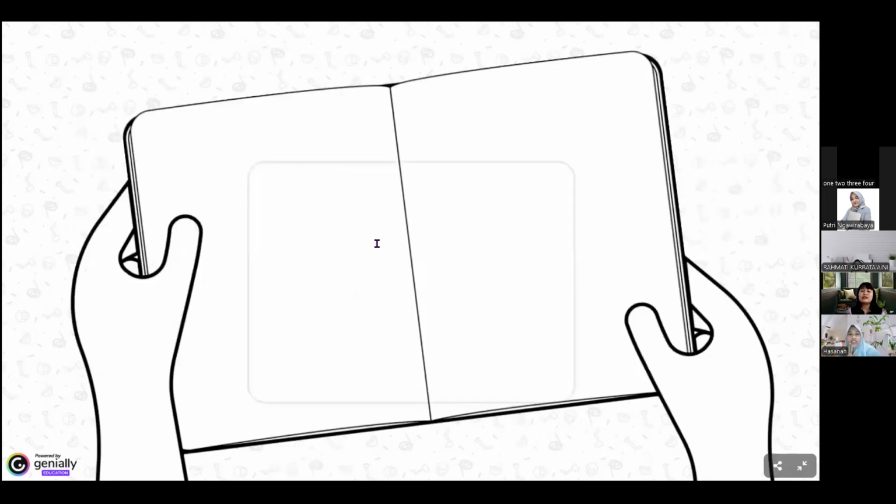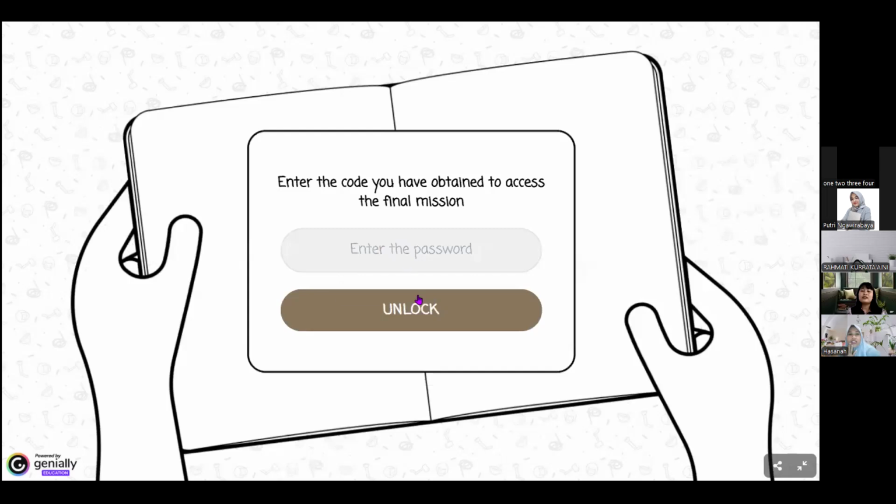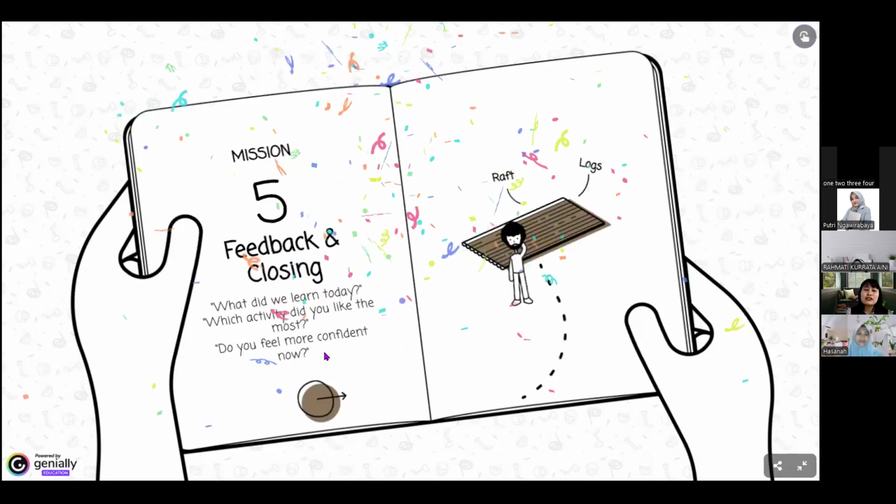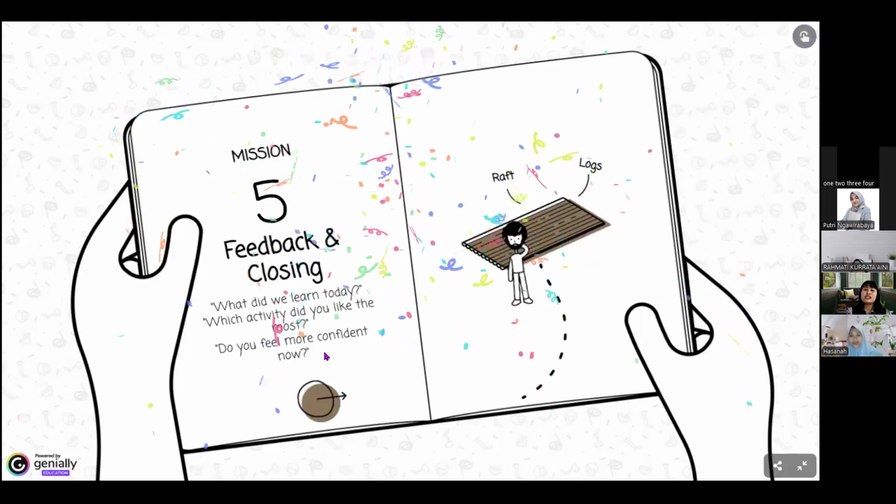Now enter the code. 1, 2, 3, 4. Okay, we can continue to the fifth mission.